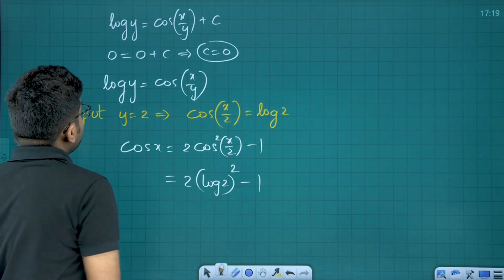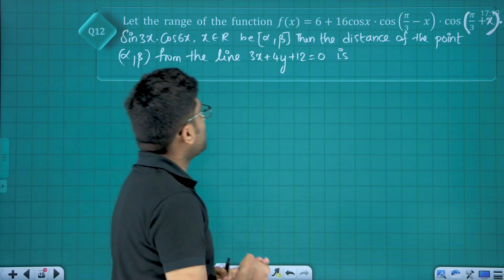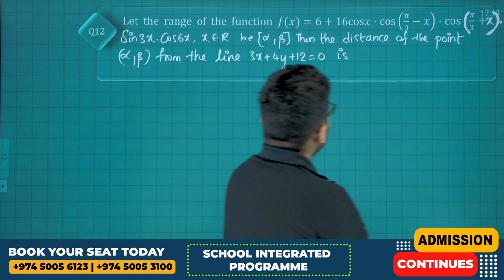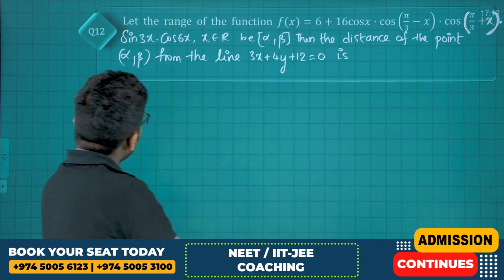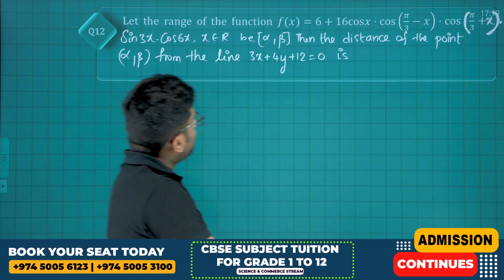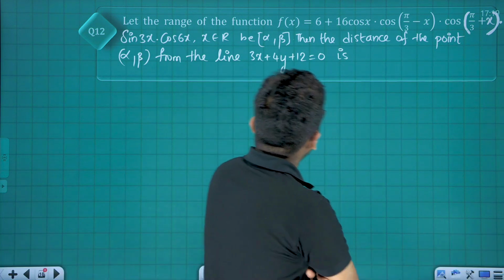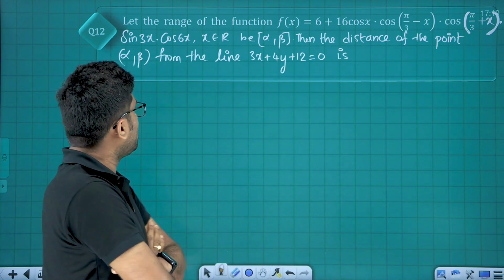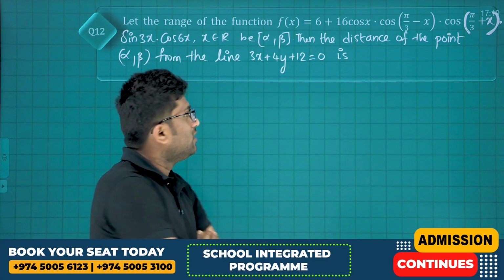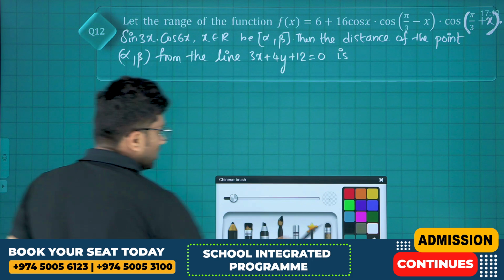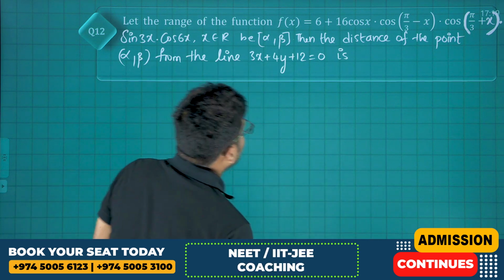Next question, friends. Let the range of the function f of x equals 6 plus 16 cos x cos(pi/3 minus x) cos(pi/3 plus x) sin 3x cos 6x be alpha, beta. Then find the distance of the point (alpha, beta) from the line. First you have to find alpha comma beta. For that you should know the function. What is the function they have given?